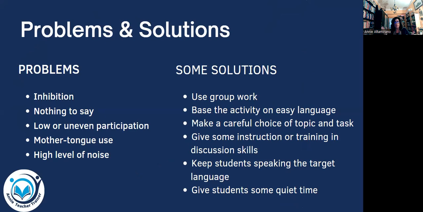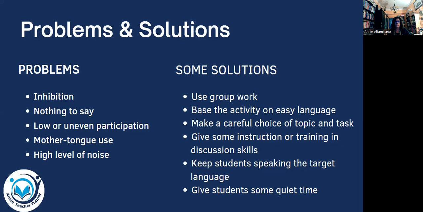For example, typical students are shy, inhibition is a problem. They say that they have nothing to say. Sometimes you ask them, what do you think of it? I agree. I don't like it. That's the most you get. There is low, uneven participation, lots of mother tongue use, and high levels of noise.